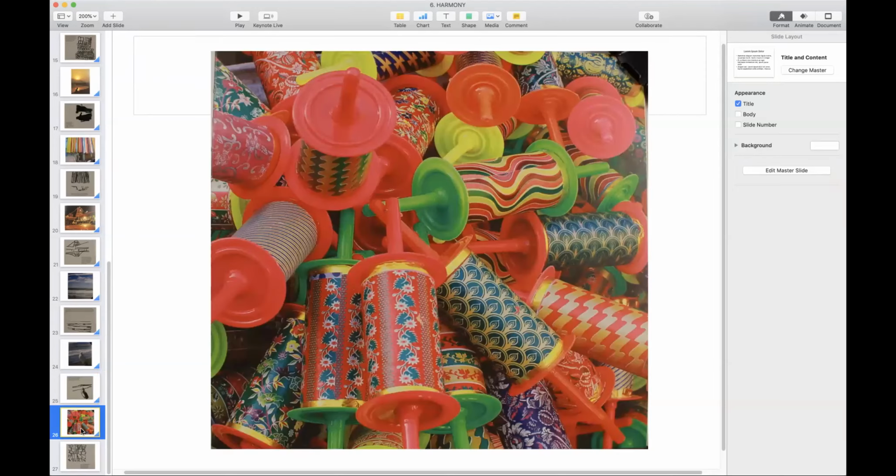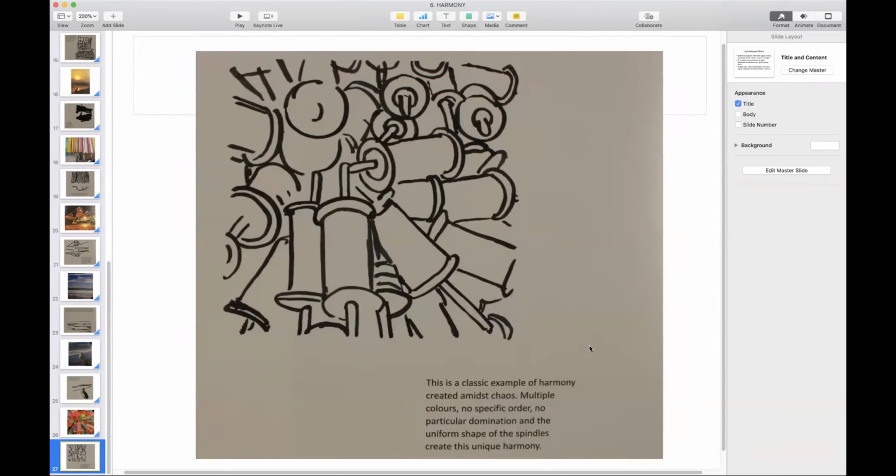Again, very bright fluorescent colors, and you can see these are plastic charkhis. In our time, this kind of thing was not there. They were more made of wooden material. But it's an interesting photograph in terms of bright colors. So this is a classic example of harmony created amidst chaos, multiple colors, no specific order, no particular domination, and the uniform shape of the spindles creates this unique harmony.